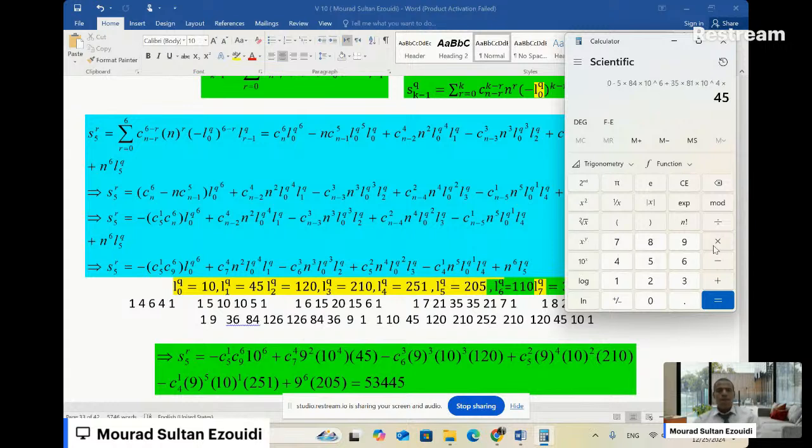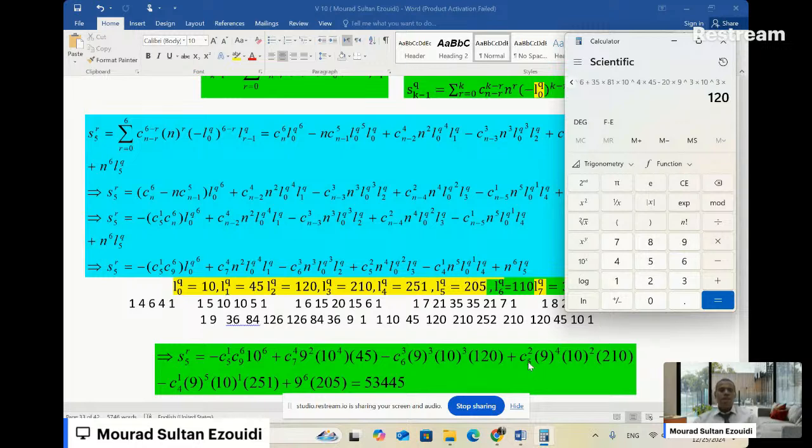Minus 20, 6 choose 3: 1, 2, 3, 20. Multiply by 9 cubed, multiply by 10 cubed, raised to the power 2. Multiply by 120.